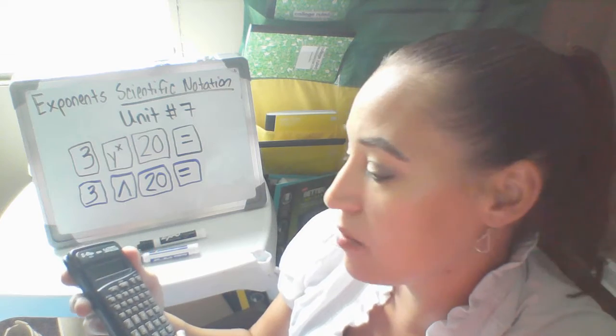I am going to press 3, then y to the x, and we decided on 20. Then I'm going to press equals. And look at that huge number. That is your answer, that gigantic number.